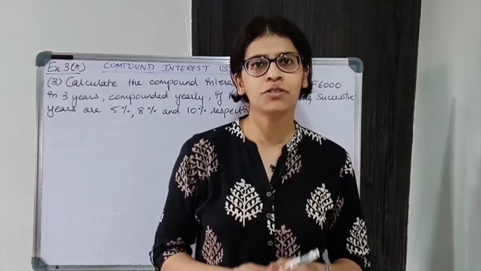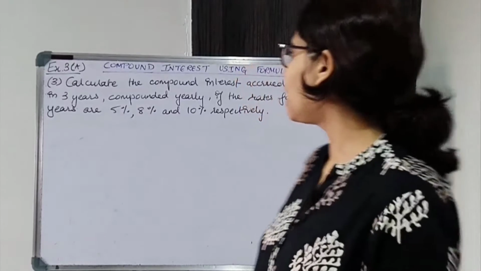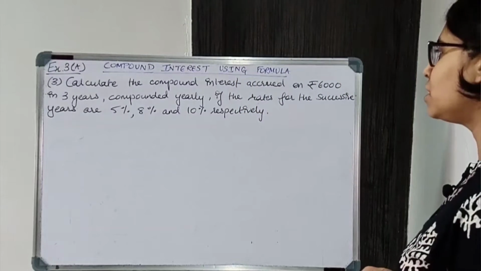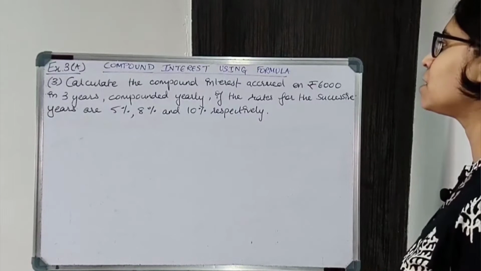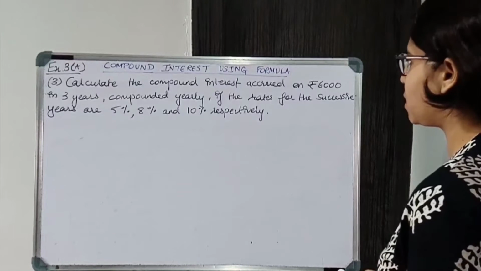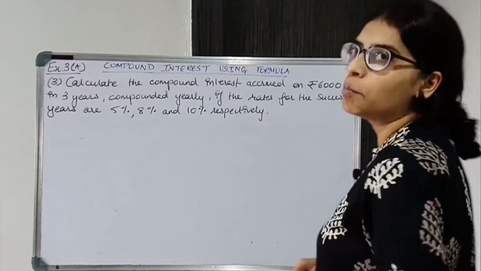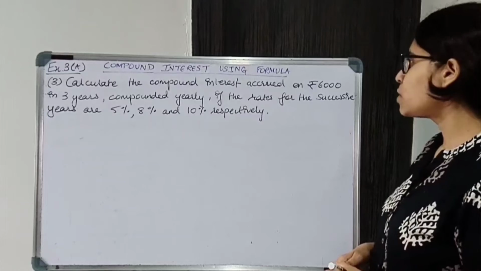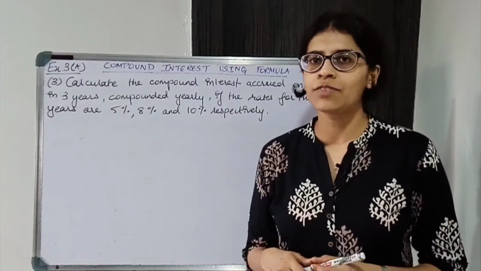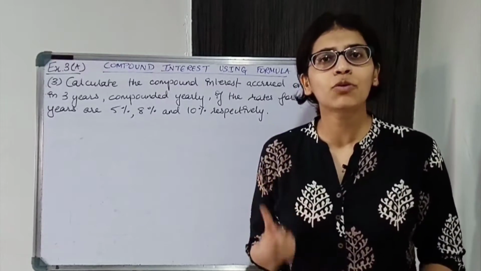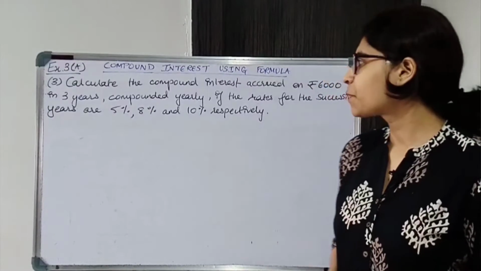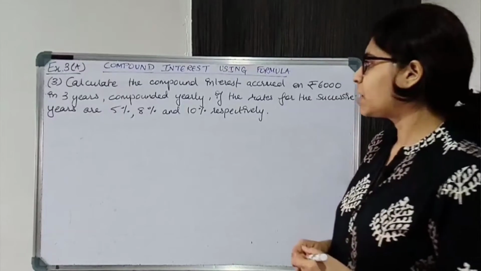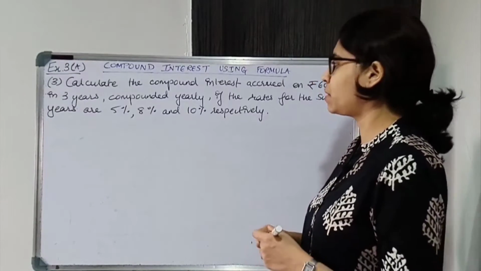Coming to next question, question number 3. Calculate the compound interest accrued on rupees 6,000 in 3 years, compounded yearly, if the rates for the successive years are 5%, 8% and 10% respectively. We have to find the compound interest over here, okay? Accrued on rupees 6,000 in 3 years. So we are investing for 3 years and the principal amount is rupees 6,000, okay? Compounded yearly, if the rates for the successive years are 5%, 8% and 10% respectively.